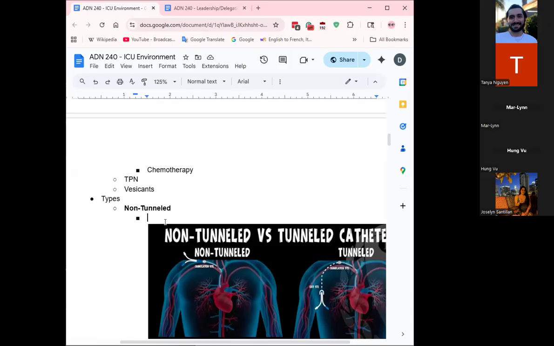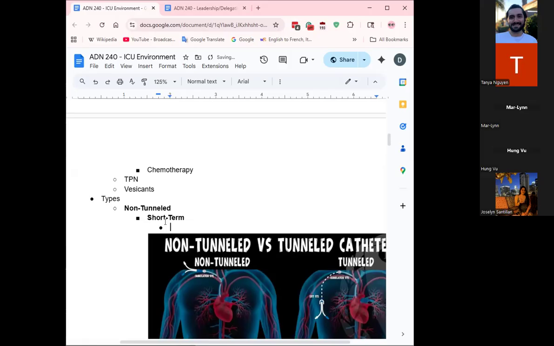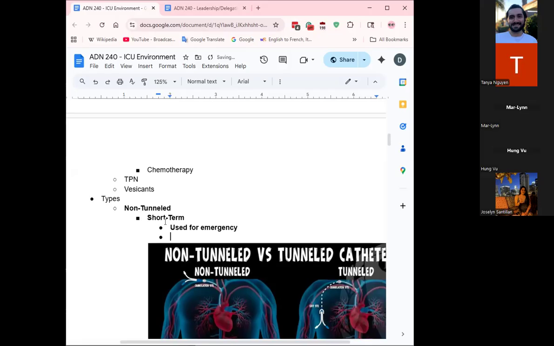I'll tell you that it's used for short term. So it's a short term type of central line, and it's used for emergencies. The person placing this will be the doctor, or somebody that's specifically trained to do a central line insertion. So this is used for an emergency. The reason why is because there's no need for surgery to place or remove.